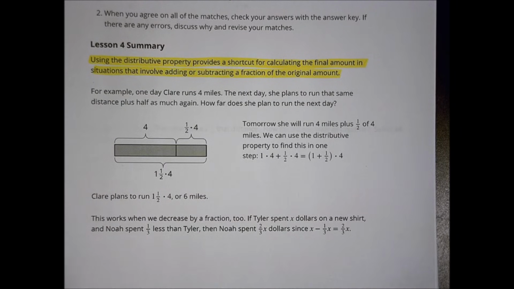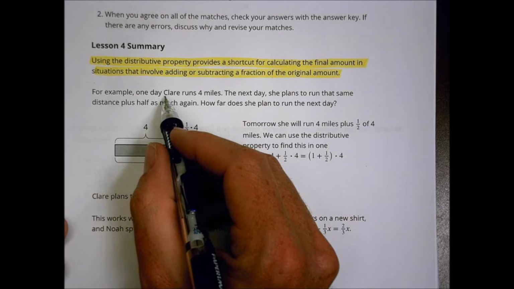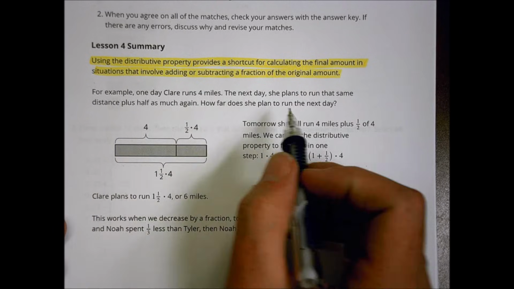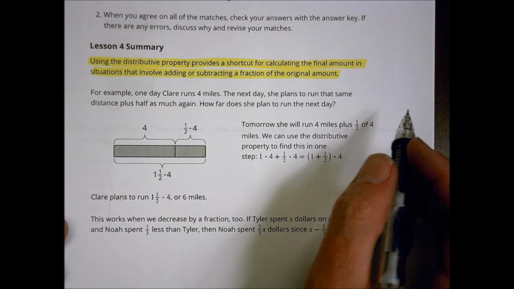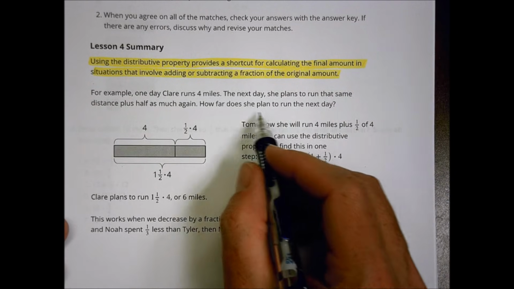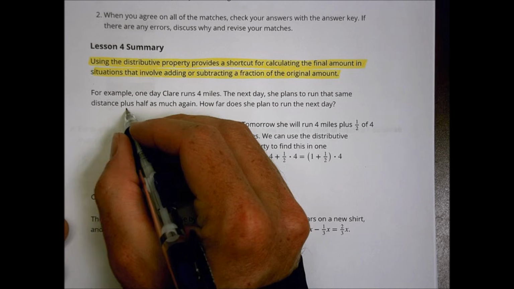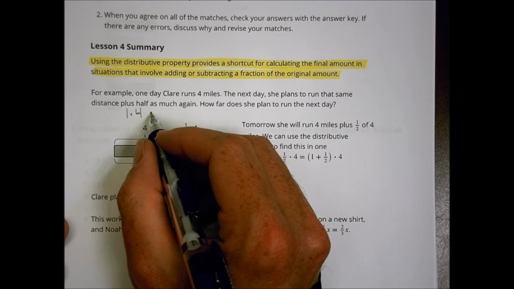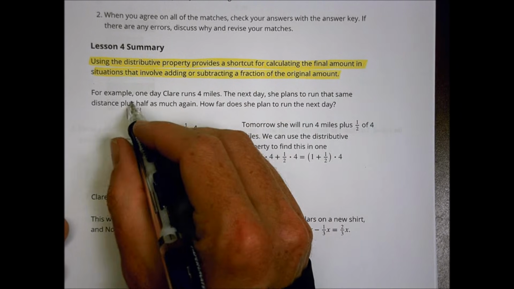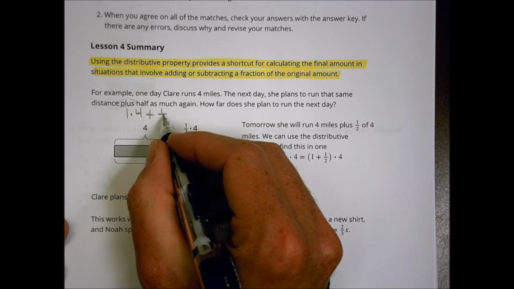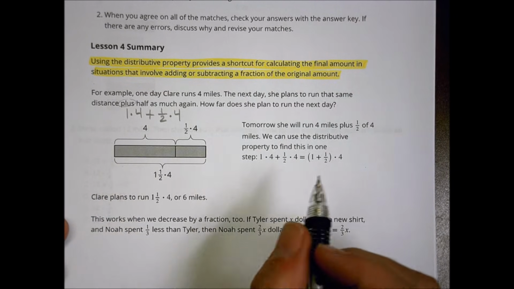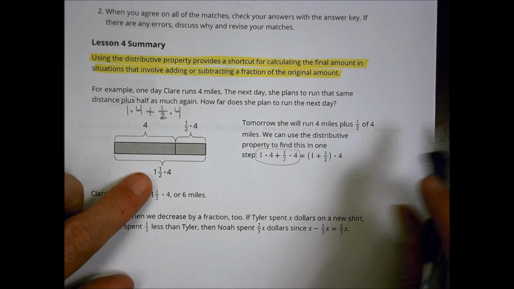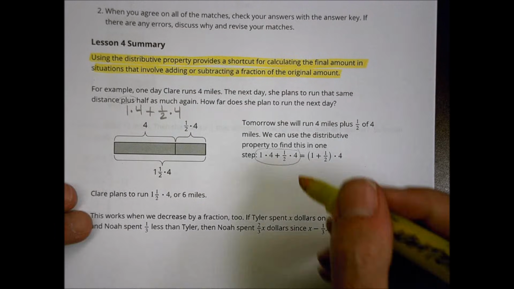So for example, if Claire runs 4 miles and the next day she plans to run that same distance plus half as much again, how far does she run the next day? Right, so there's a couple things there. We're going to say she's doing, again, 1 times 4. Just putting a 1 there because that's the first day. She ran the whole amount. And the next day she runs that same plus half as much. We're going to add to it a half of 4. All right? So again, this is written right here like this. Here's the 1 times 4 plus a half times 4. Same thing we've been talking about.